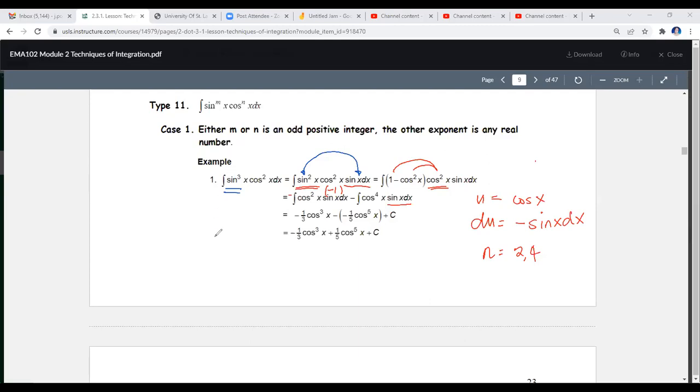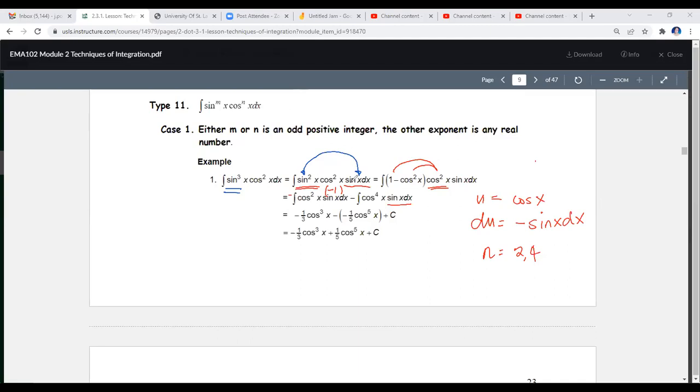Miss, question. So for the final answer, Miss, there are no sine x dx anymore, Miss. So where did the sine go, Miss? Okay, let me use a different font.